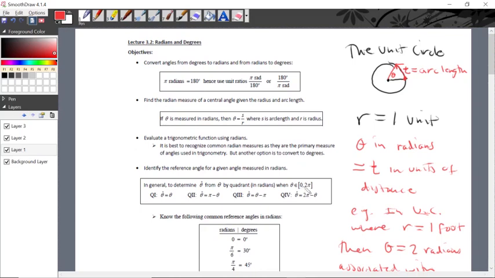Okay, now why the interval 0 to 2 pi? Why is that analogous to the interval from 0 to 360 degrees?